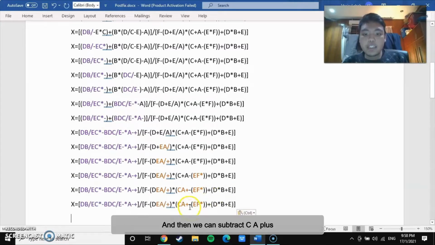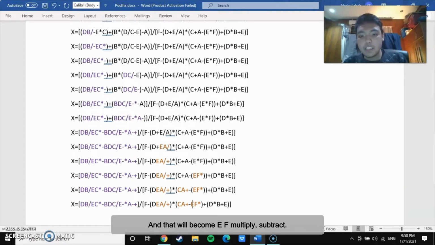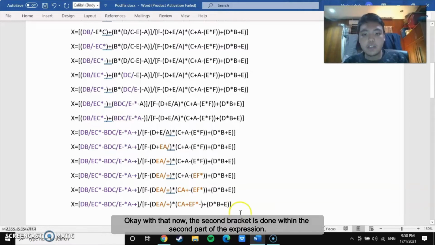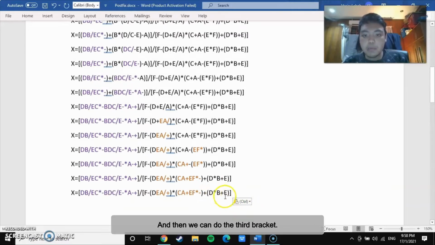And then we can subtract CA plus. We can subtract from CA plus with EF multiply, and that will become EF multiply subtract. Okay, with that done, the second bracket is done within the second part of the expression. And then we can do the third bracket.